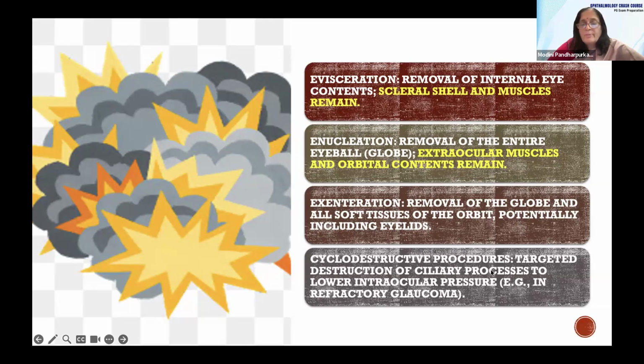Cyclodestructive, of course, for ciliary processes in a painful blind eye for which nothing much can be done. For refractory glaucoma, to relieve the pain when the patient is not fit for any other destructive surgery to relieve the pain.